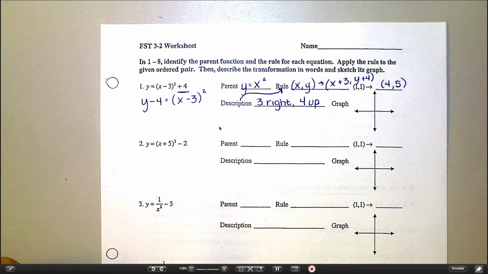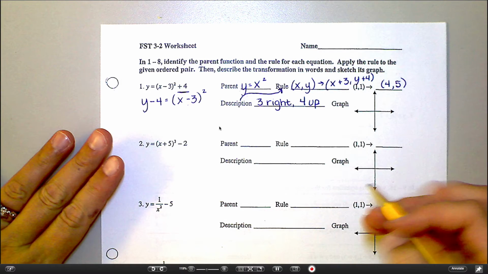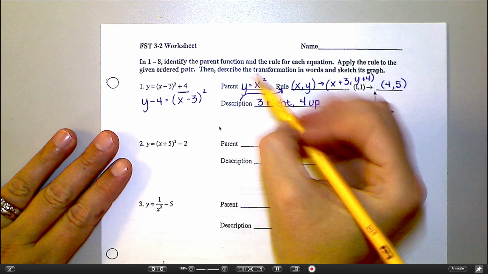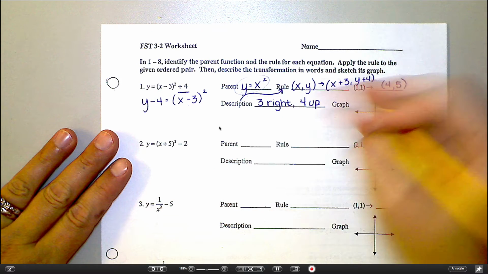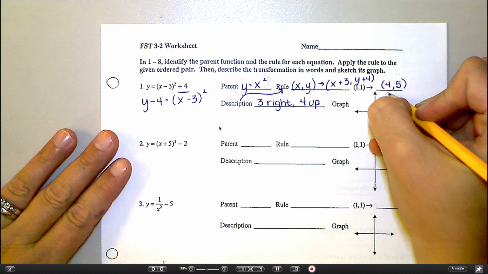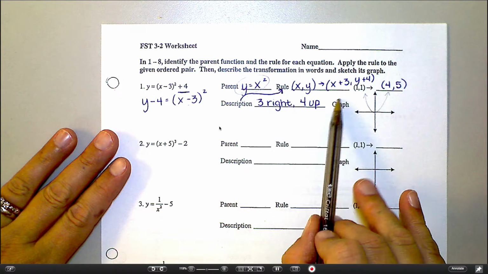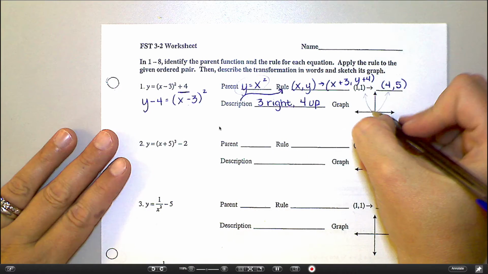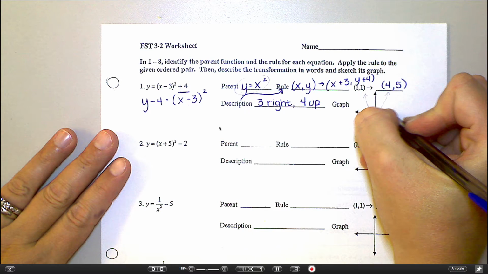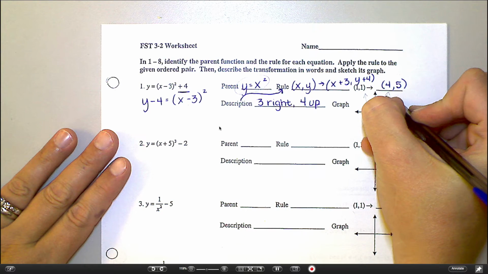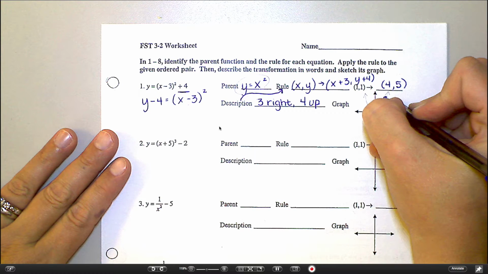And then as far as the graph goes, here's what I'm really expecting from you. I might actually grab a pencil here. So you don't necessarily have to draw this again, but just kind of picture what would this parent function look like on the graph. So that would look like this. And then what I want to see is what does that look like under this transformation, right? So I have to take this and shift it 3 to the right and 4 up. And then my parabola would be up here somewhere.